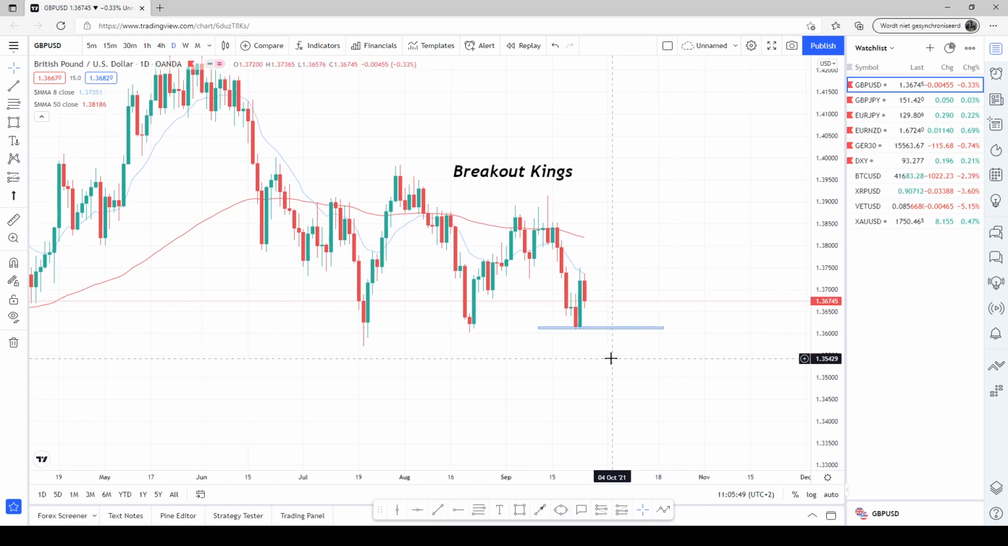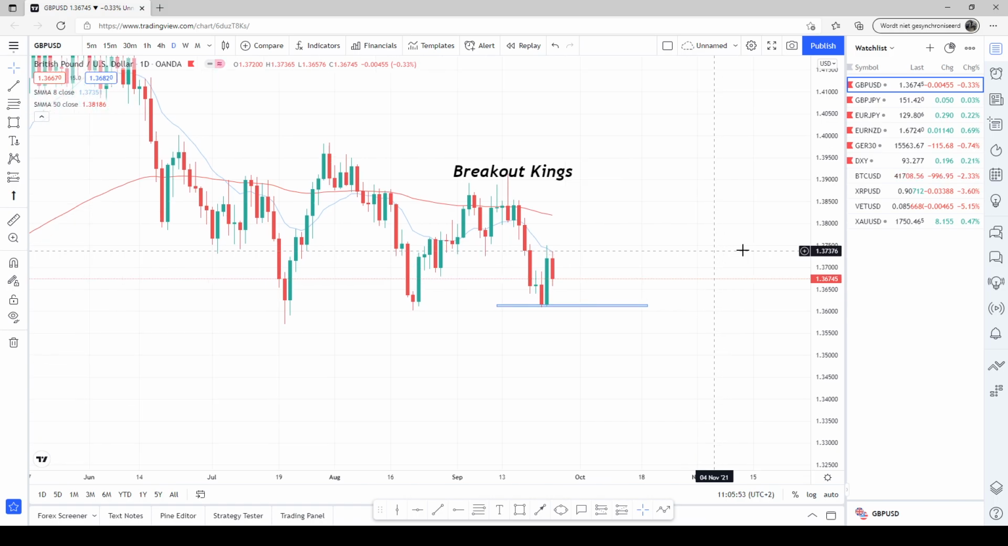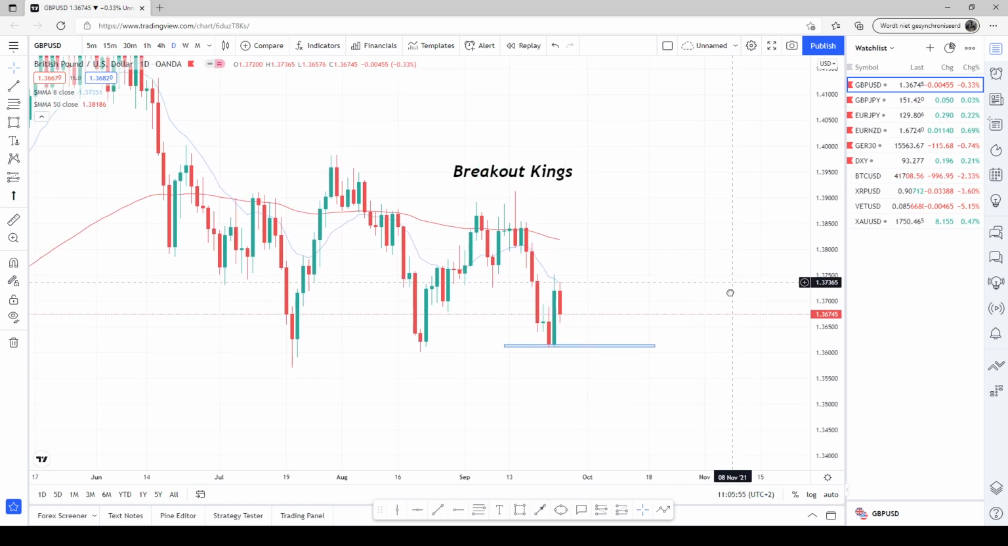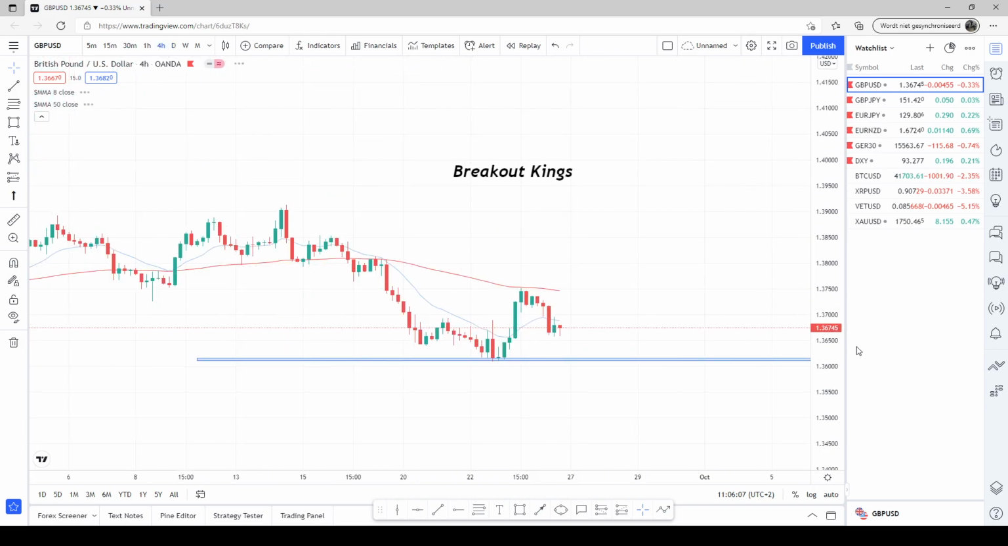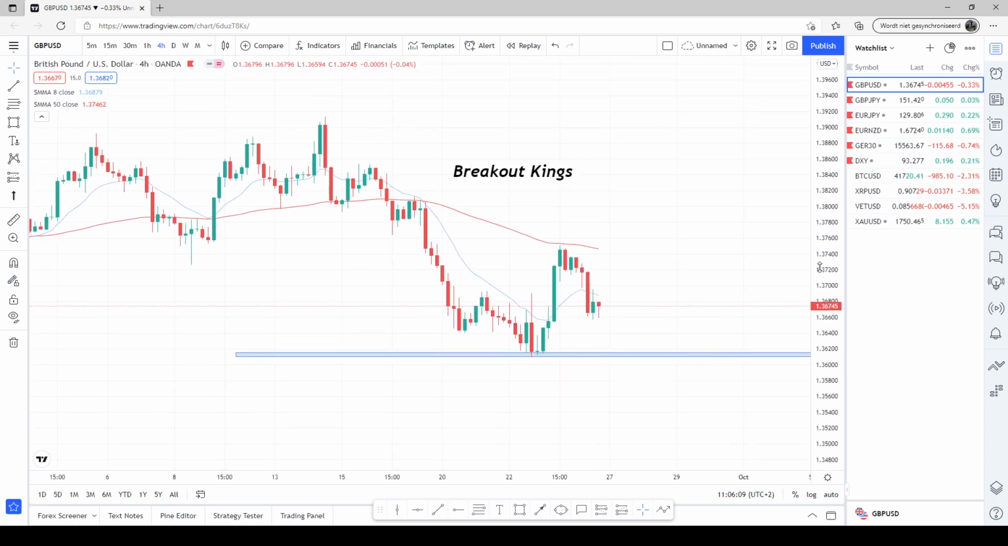I try not to make too many zones on the daily time frame because for me they are zones where I think price can go to during the week. So yeah, this is on the daily. I have a zone over here, and I like to keep it like that. Then I go to the 4 hour time frame.